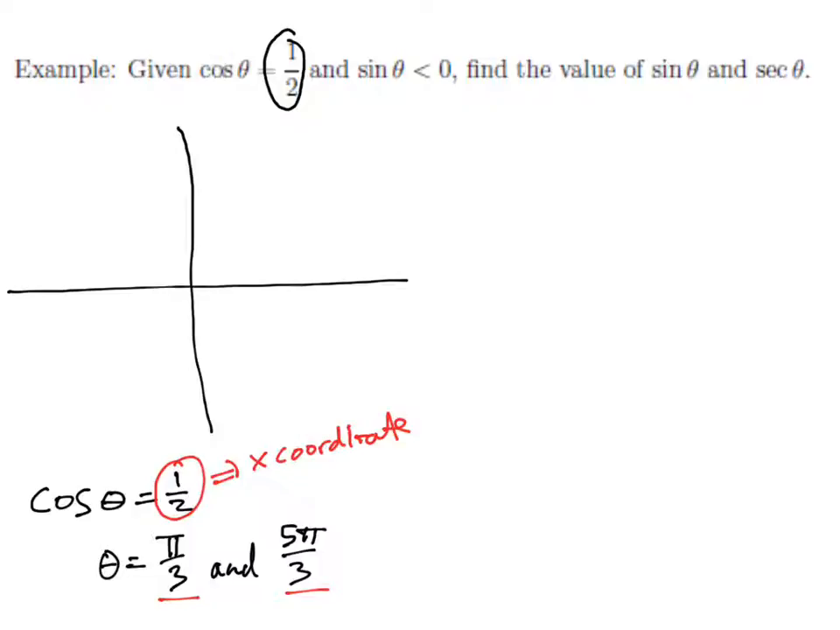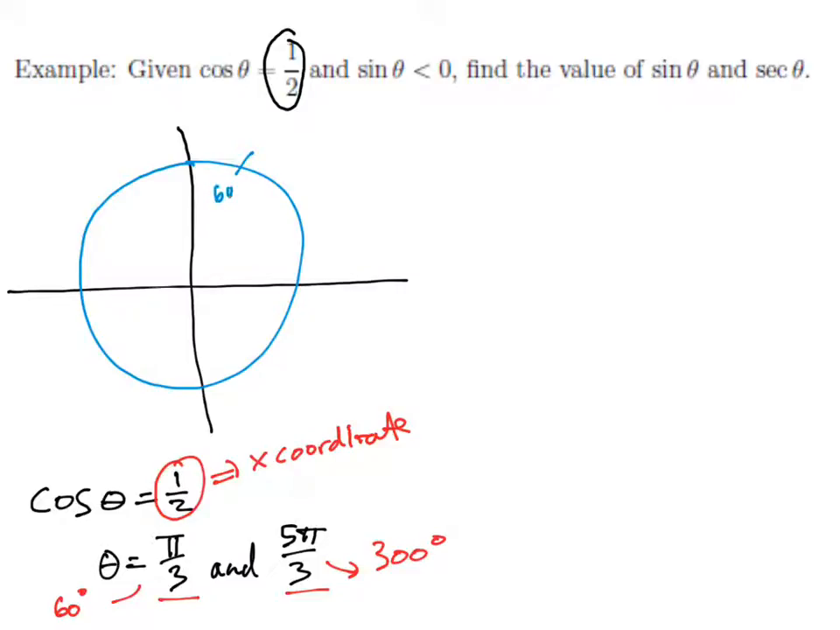I could have also done this in degrees. This is equal to 60 degrees. This is equal to 300 degrees. So if I were to draw a unit circle, 60 degrees is somewhere up here, 300 degrees somewhere down here. And again, I could work in radians. I could label the 60 as pi over 3 or 300 as 5 pi over 3. It doesn't really matter for this question. There's nothing in the question that tells us to use radians or degrees.